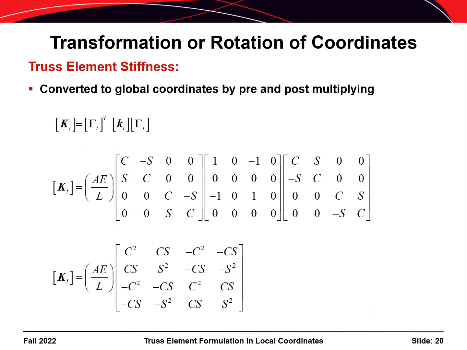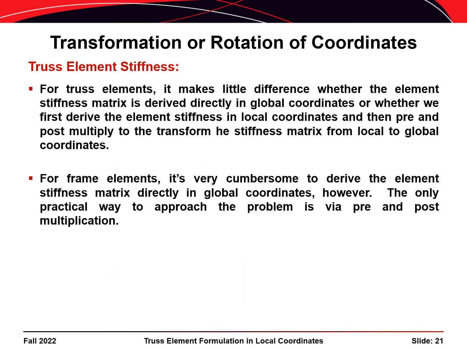Expanding that equation with three matrices, you'll see that we end up with the same element stiffness matrix in global coordinates that we derived directly in the first analysis presentation. For truss elements, it makes little difference whether the element stiffness matrix is derived in the global coordinate system or whether we first derive the element stiffness matrix in the local coordinate system and then use pre- and post-multiplication to solve for the stiffness matrix in the global coordinate system.